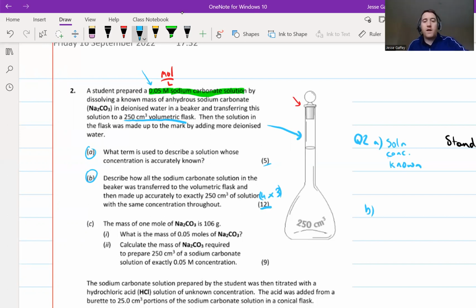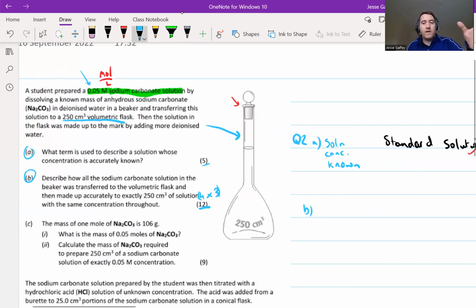So let's pause the video and talk our way through how we would take our beaker of dissolved powder and add it to this flask and top it up to the mark. But all the accurate steps, be as detailed as you can. Pause the video and do this now. Okay, so you should only be playing if you've tried to do this. We're talking about how to make a standard solution.